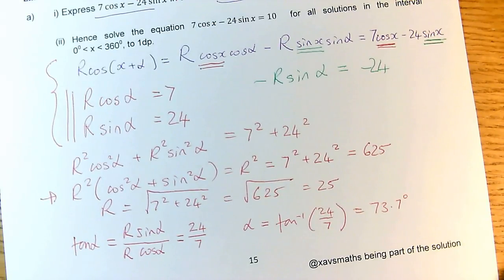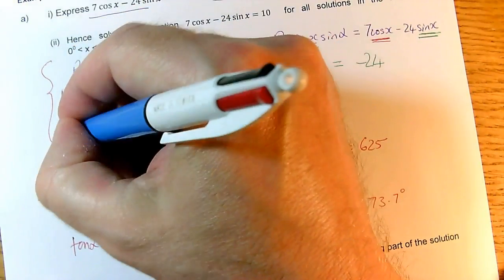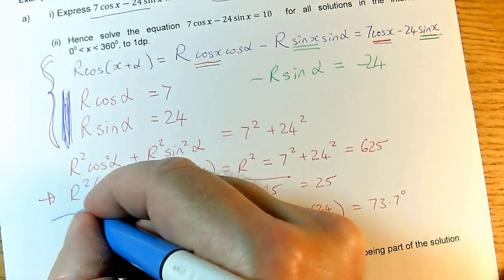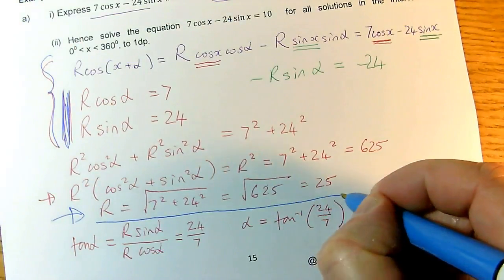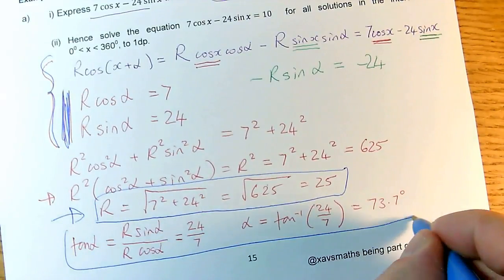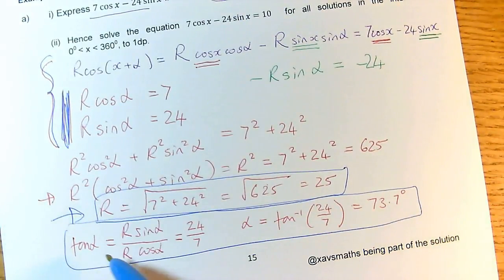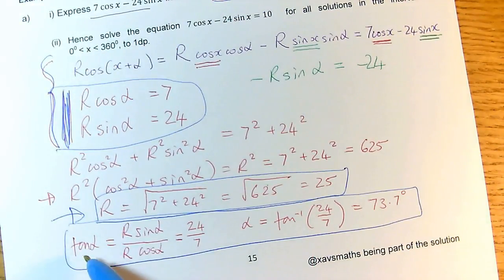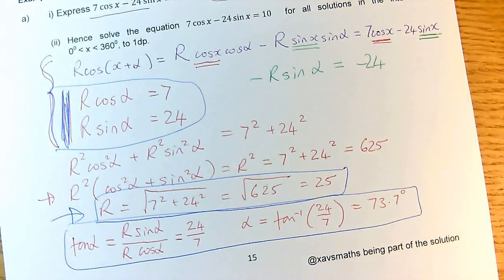But the bits that I think you should build into your solution, I'm doing them in red, but these bits in blue. So all of that bit in blue, this line here, and all of this in blue here. I think you should be setting up r sine alpha and r cos alpha and doing tan alpha as r sine alpha over r cos alpha. I think that's the minimum acceptable method, really.